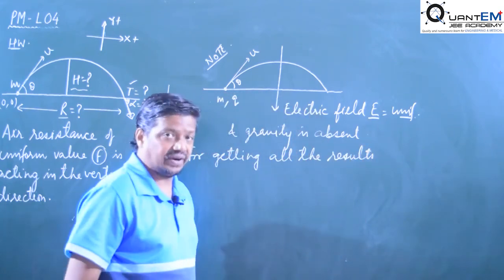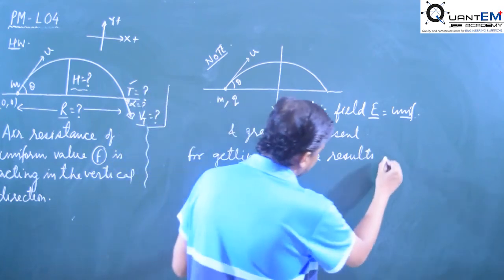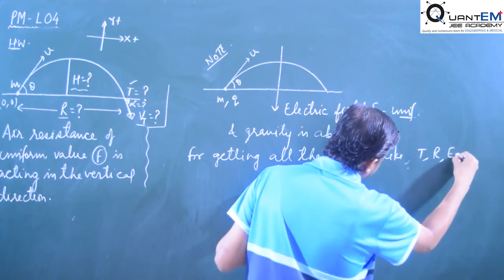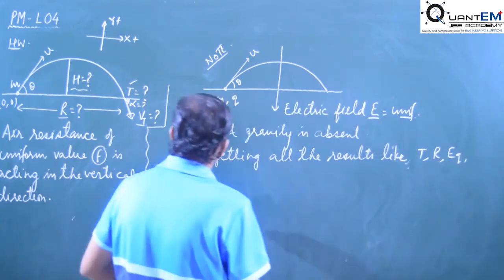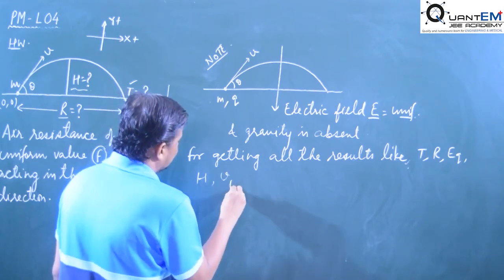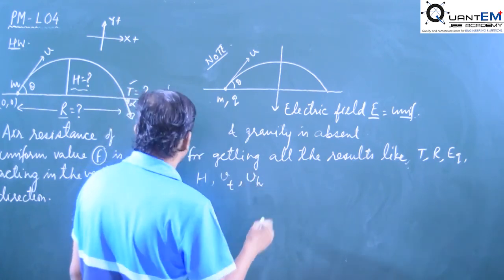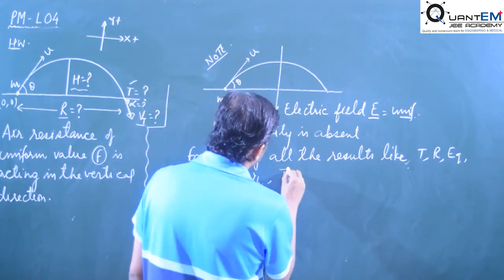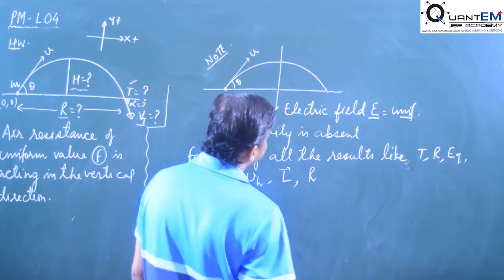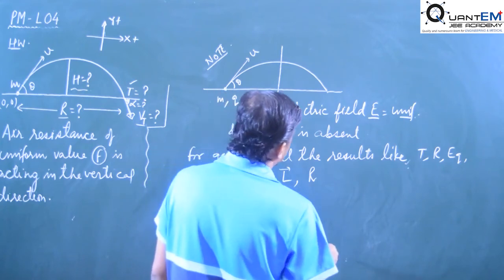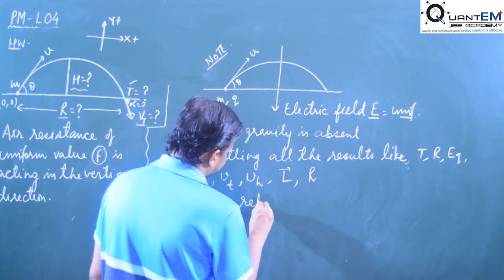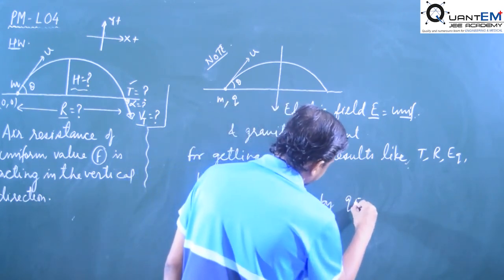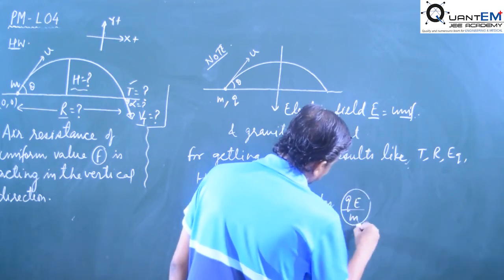whatever results we found earlier, if you want to find those results, like time, range, equation, maximum height, velocity at any time t, velocity at any height h, angular momentum L, radius of curvature, replace g by what? You have to replace g by qE by m. I have told you earlier.